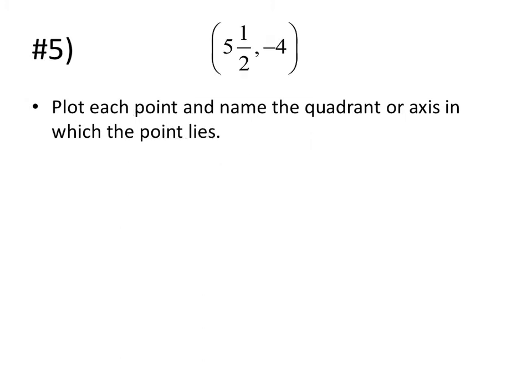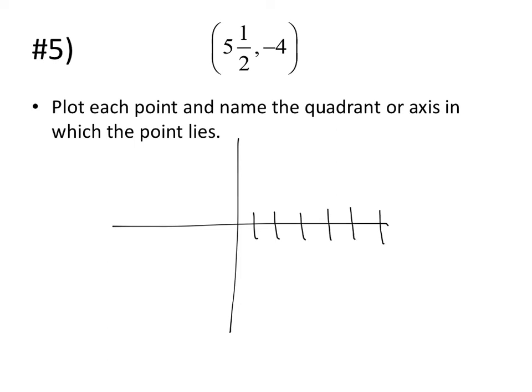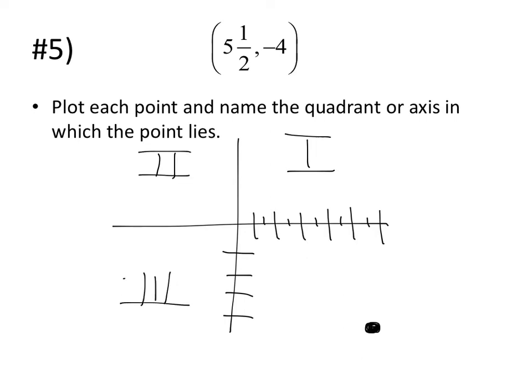Alright, plot the point and name the quadrant or axis. So this time I have (5.5, -4). So 1, 2, 3, 4, 5, 6, and then we'll do little half tick marks. And then -4, 1, 2, 3, 4. So I'm going to go 1, 2, 3, 4, 5.5, and then down 1, 2, 3, 4. So I'll go right here. And remember, my quadrants are 1, 2, 3, 4. So this time I end up in quadrant 4.